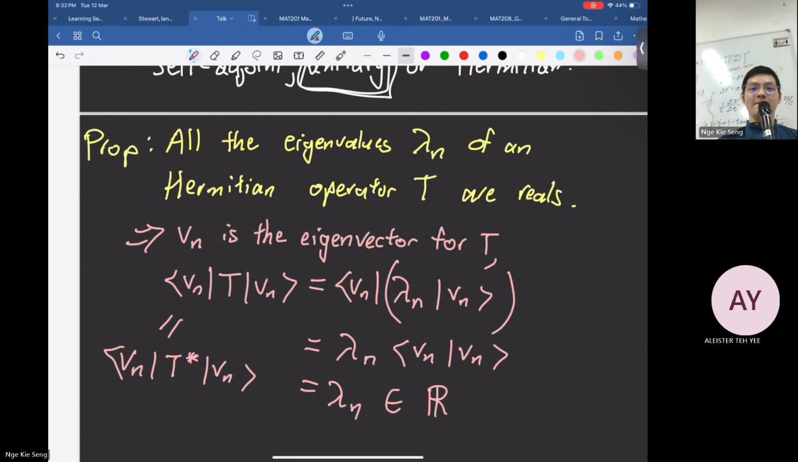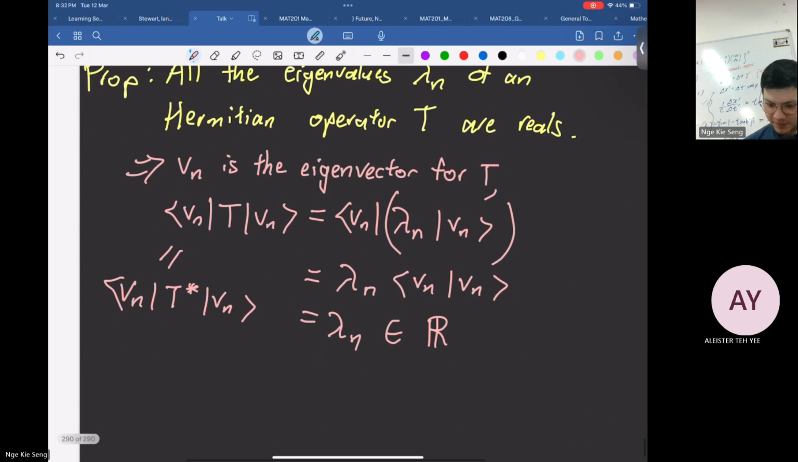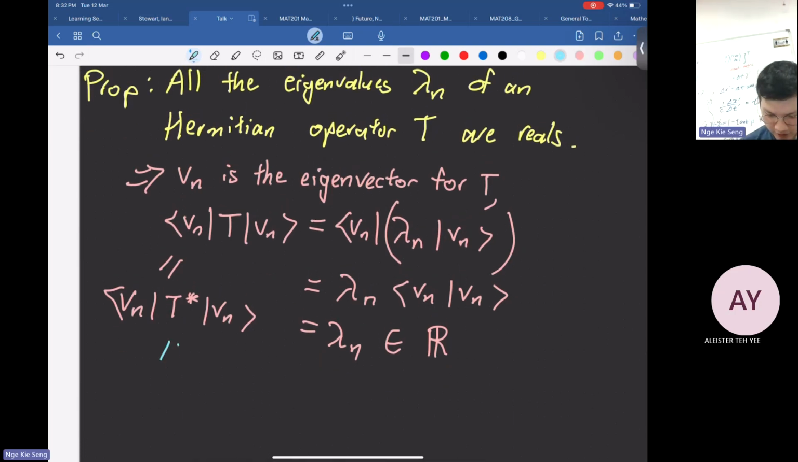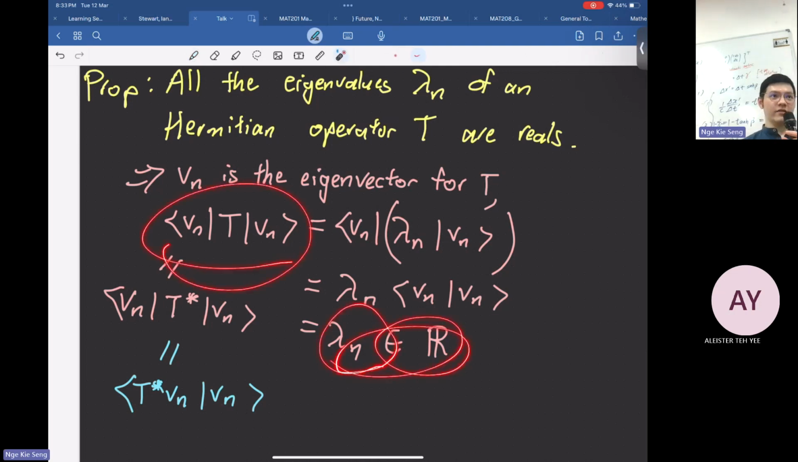And then, you mean, okay, let's try. So T, you mean T star Vn here? That is that. Okay. Then so why is this real? So to argue this Ln is real, right? You need to argue why this left hand side is real.